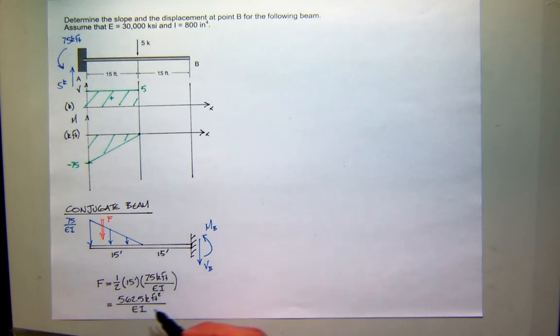We've talked about this before in class. We know the units of E and I are also force and length squared. So once you get this worked out, this term should really be dimensionless.